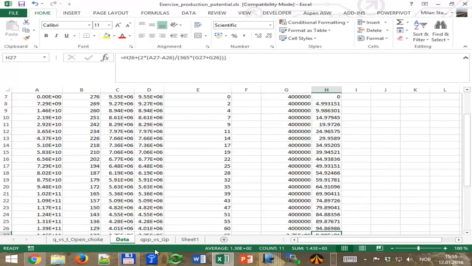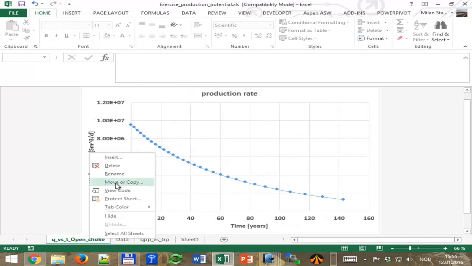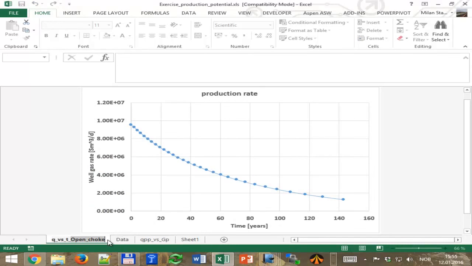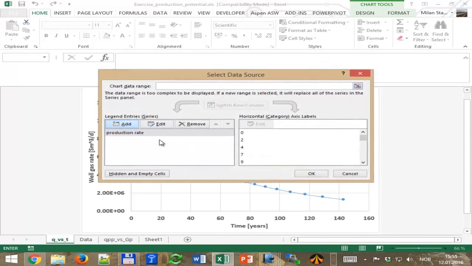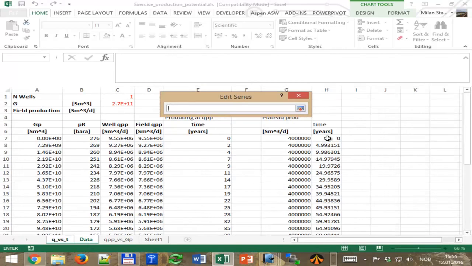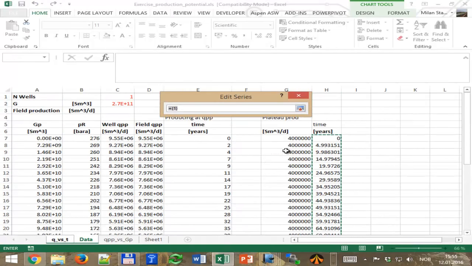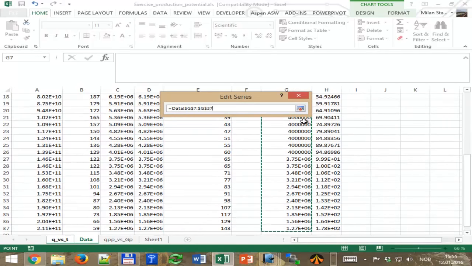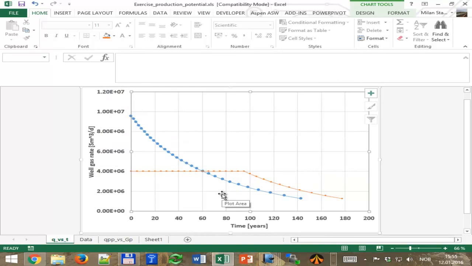Okay, so now I plot in the same, where is it here? Open choke, Q versus T. We can rename it, say Q versus T, and now I will put a legend. Okay, and I will add a new one, and that will be for plateau of 4e to the 6, and the values in x are the time here. Okay, and that's how it looks like.